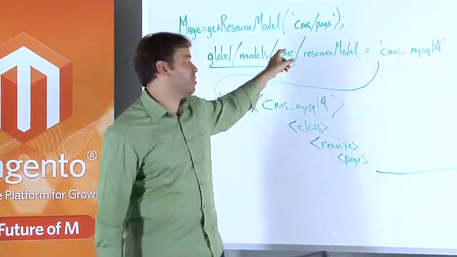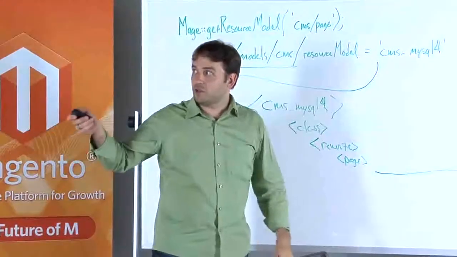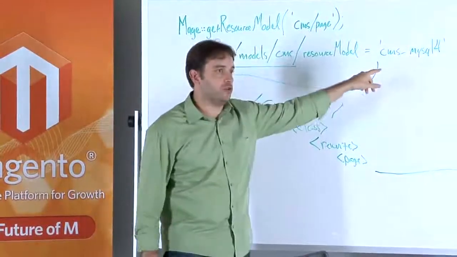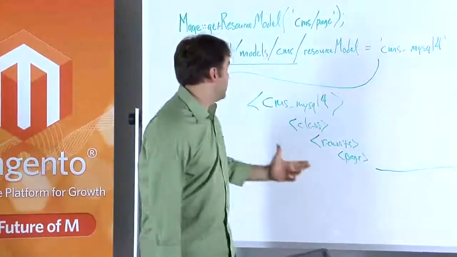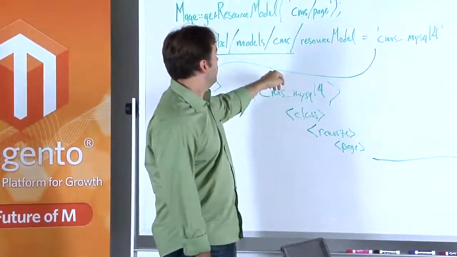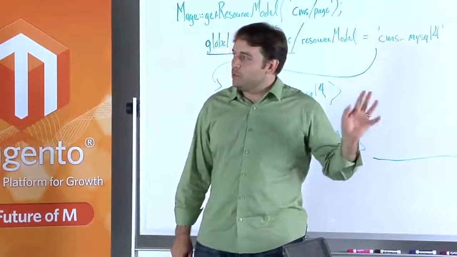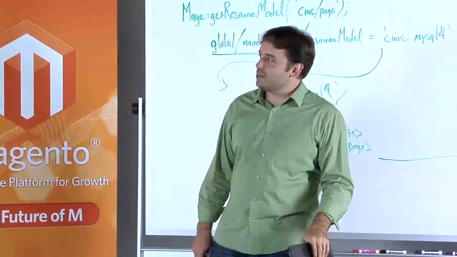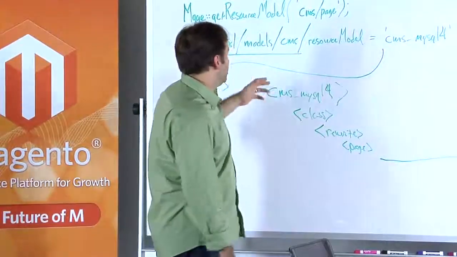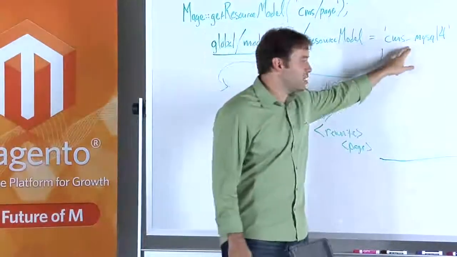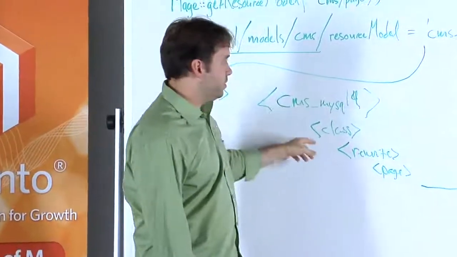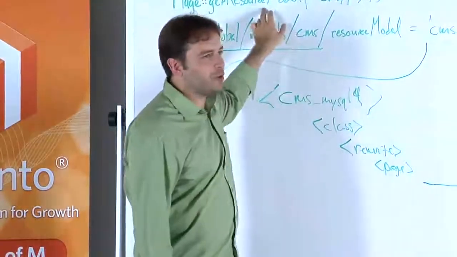Resource models are the only ones that are tricky because instead of using CMS under global models, you actually have to look for the resource model node, which hopefully now you should know to do. In fact, you could also say Mage get model and pass in a path, but we won't deal with that. Sorry, I should explain that. You could say Mage get model cms_mysql4/page, and you'd get the same effect. That's just an aside. But if you're getting a resource model, always do it this way.